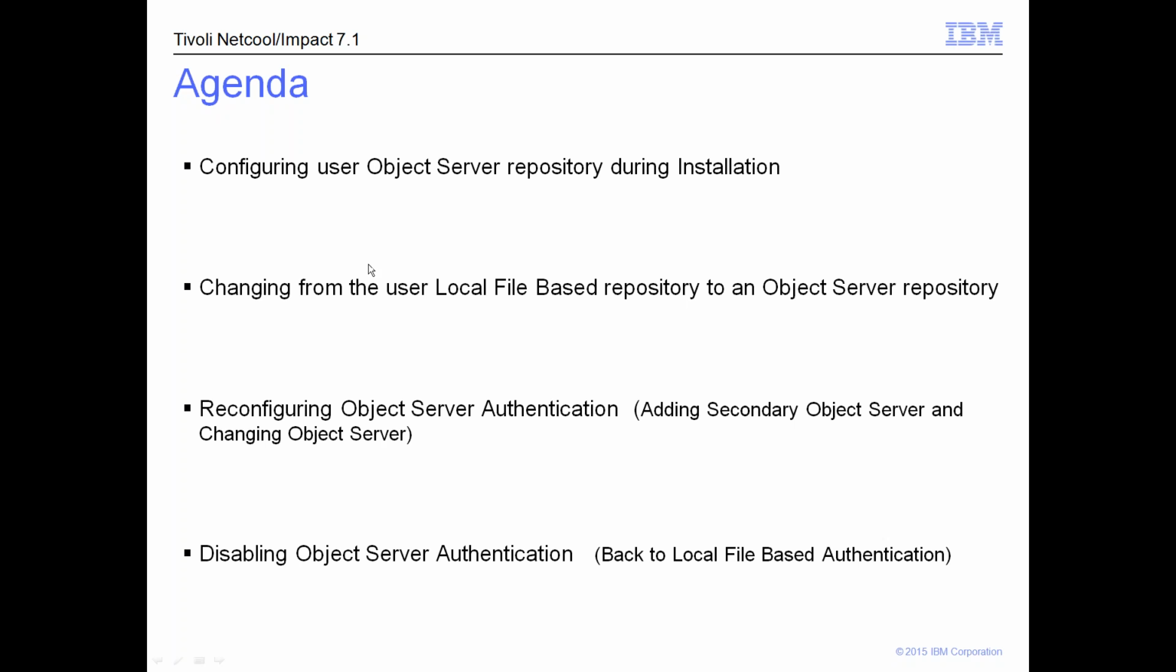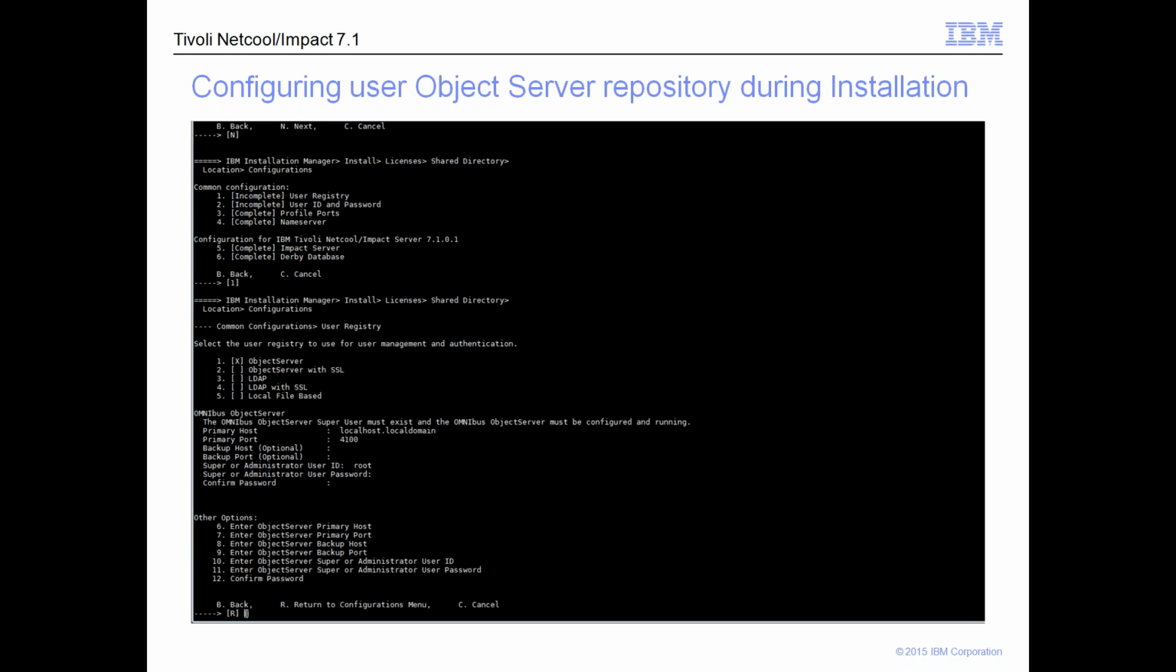But anyway, we'll cover the configuration during installation of the repository, going from local file base to an object server repository, reconfiguring the object server repository to add a second object server, and also to change the object server that you're configuring with, and then, of course, disabling object server authentication and going back to local file base.